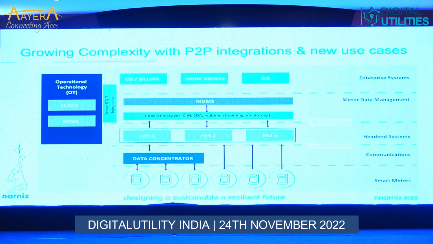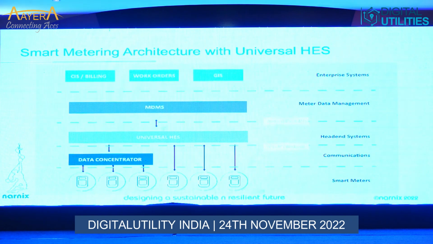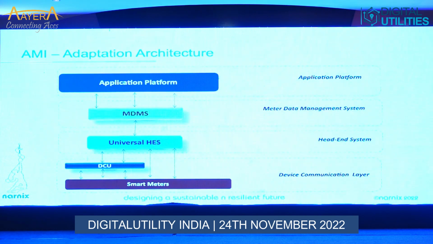Then when we talk about metering, we have different aspects. A lot of complications are being added. A lot of new use cases, new P2P integrations are happening. We have multiple HES right now, one for the mesh kind, and others from different vendors and different technologies. So what we need is a universal HES platform. Whether it is coming through a data concentrator or otherwise, we need to standardize, whether it is HES, MDMS, and all that. So these are some further illustrations of different architectures that we are evolving.